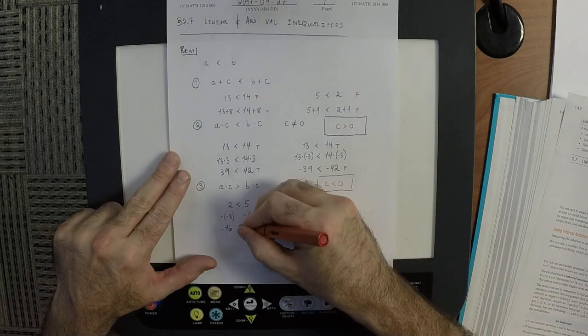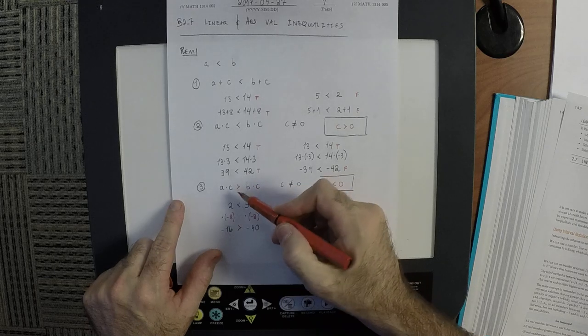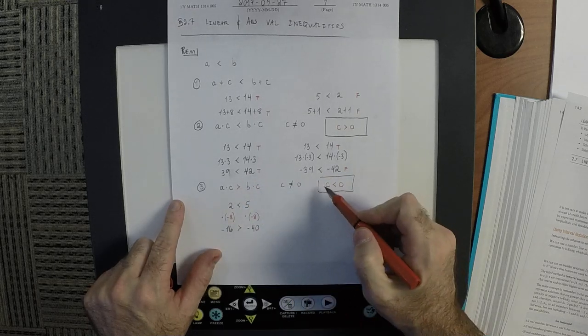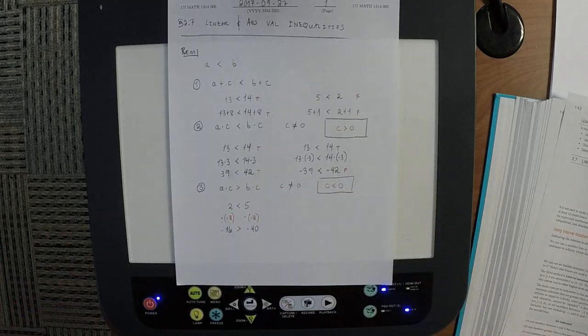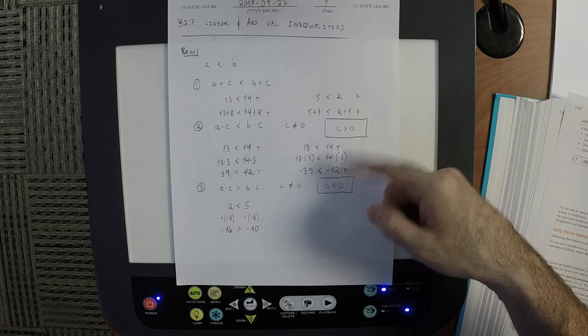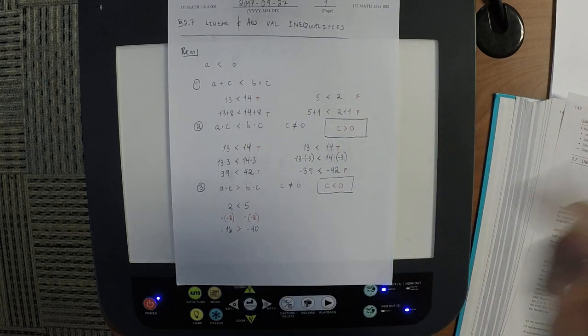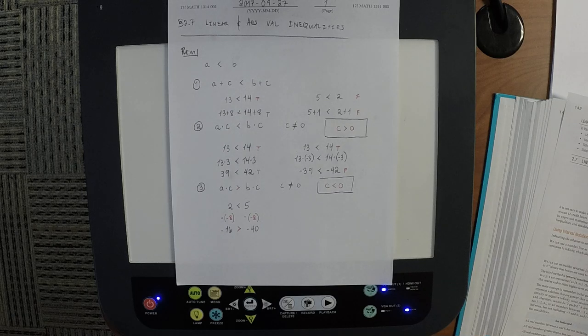So. Well, when you multiply by a negative number, in order for the truth to be preserved, you must flip the direction of the inequality. Okay. Interesting. So inequalities have this slightly different game, where you've got to do different things depending on whether what you're multiplying by is positive or negative.